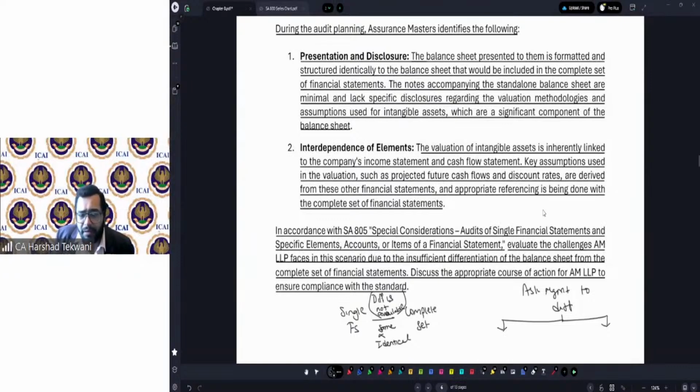So, this is for the yes and this is for the no. If management differentiates, then issue the opinion. Simple. If management does not differentiate, you do not issue the opinion. Okay, simple, straightforward.